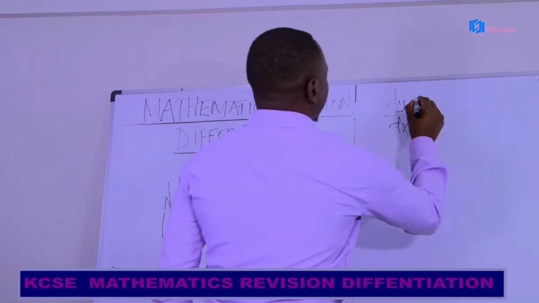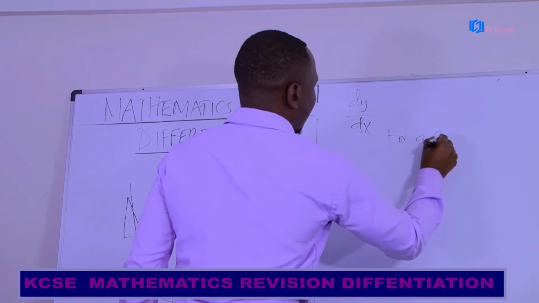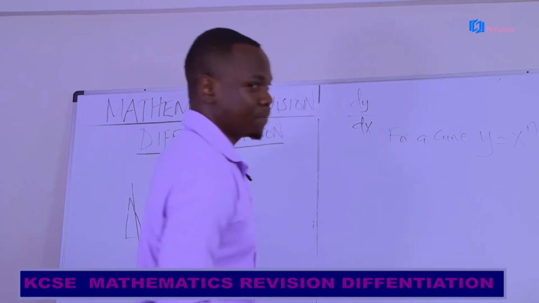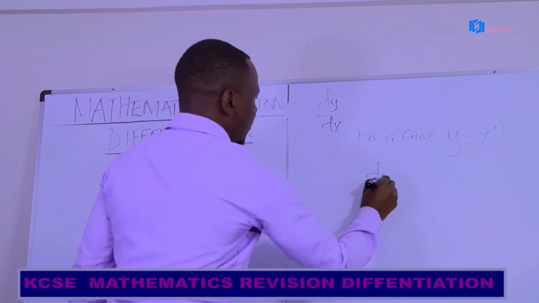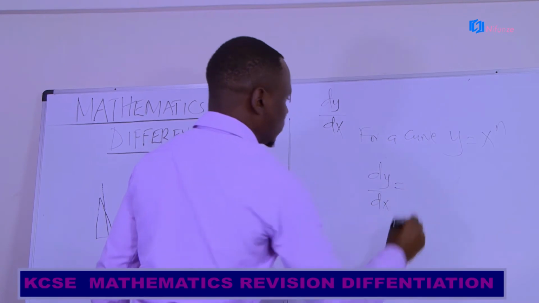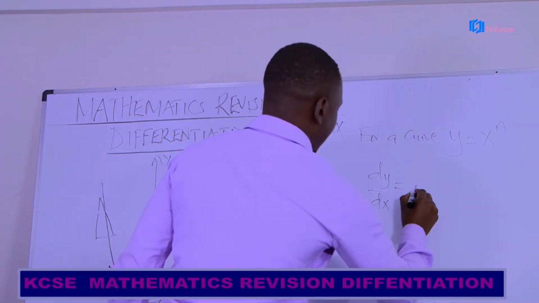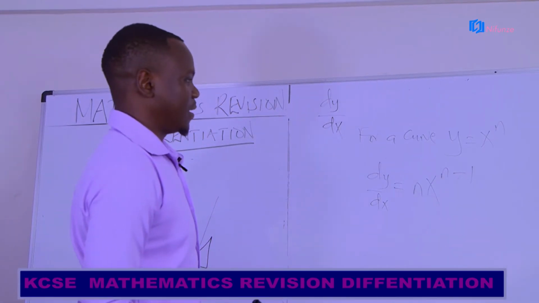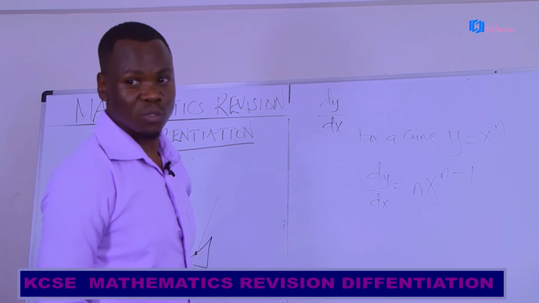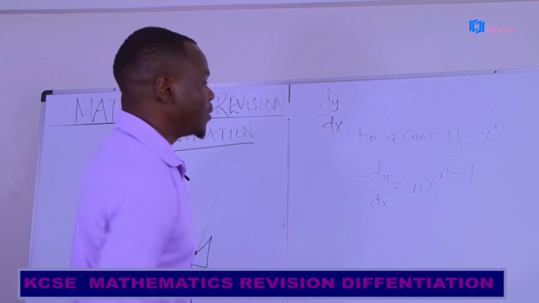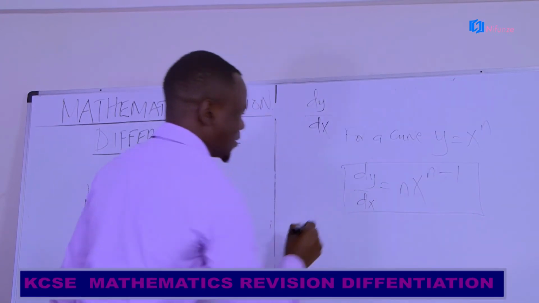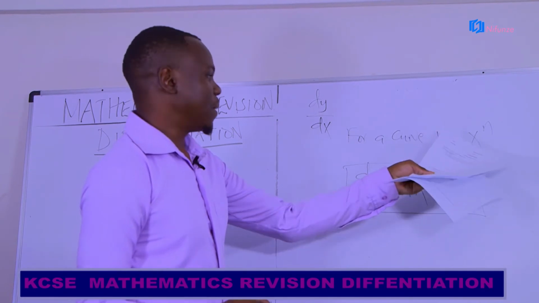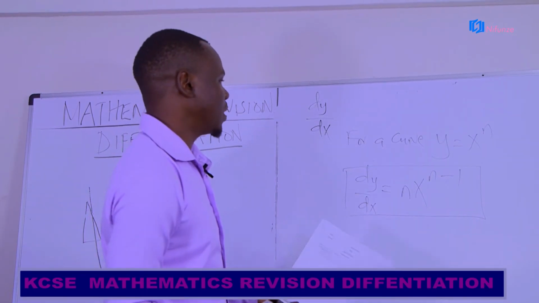So for a curve y is equal to x raised power n, dy over dx is equal to n x raised power n minus 1. We shall be seeing it as we proceed. So this is the formula that we use: n x raised power n minus 1.